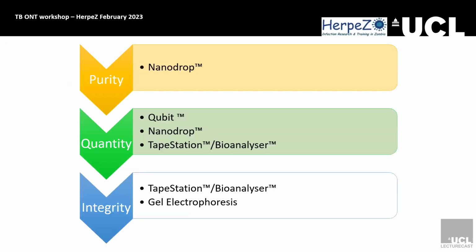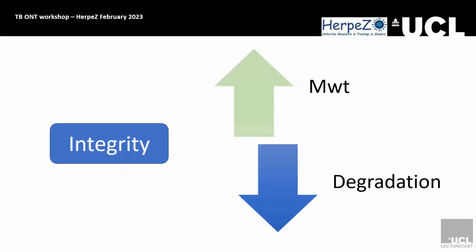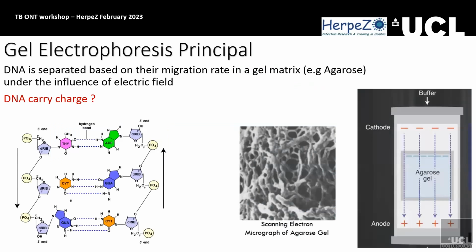So as far as integrity goes, we're looking for appropriate molecular weights. And so we can use gel electrophoresis to do this. The principle of gel electrophoresis is fairly basic. You're moving a fragment of DNA through the agarose matrix under an electric current.